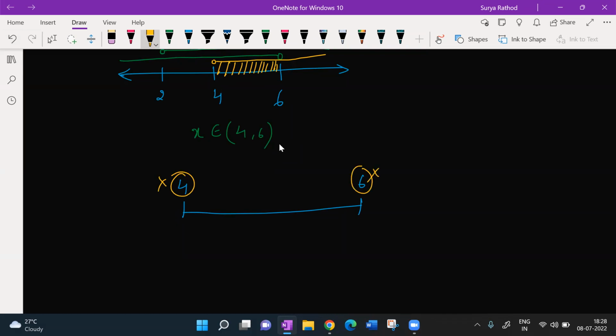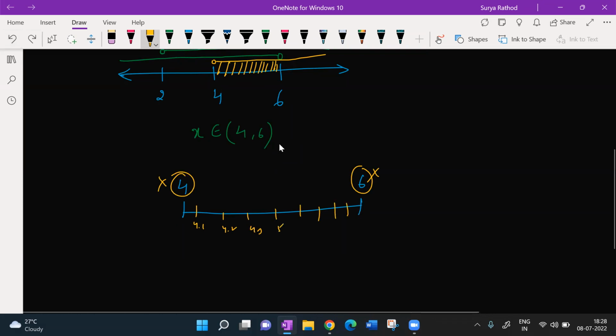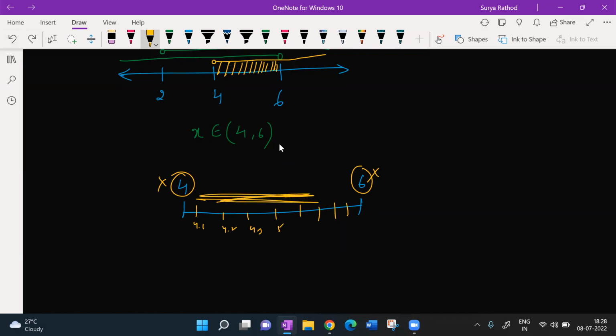I'm not including 6. Whatever numbers you have, 4.1, 4.2, 4.3, all these numbers will be included, except these two numbers. In between, you will have an infinite number of them. All the numbers will be included, except 4 and 6. You understand my point? Clear? Is it clear with you all or not? Yes, sir. Okay, next.